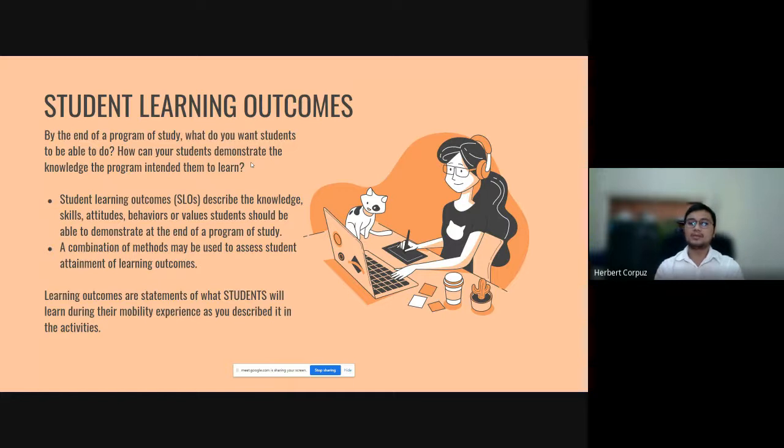Hence, with these guide questions in writing learning outcomes and the definition of student learning outcome, it has to be noted that learning outcomes are statements of what students will learn during their mobility experience as you describe it in the activities. So anything that we would like them to do, anything that we expect them to demonstrate, anything that we expect them to understand or to learn, these are what we mean by learning outcomes.